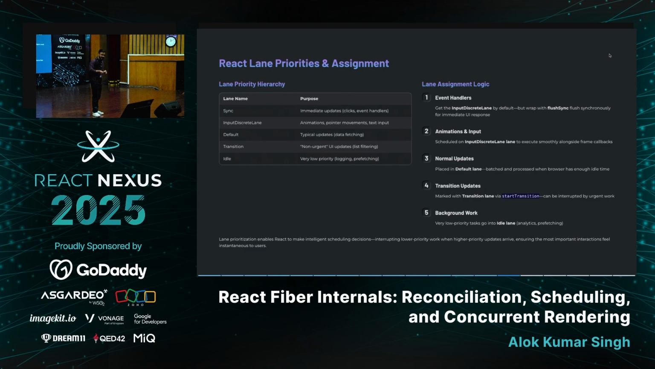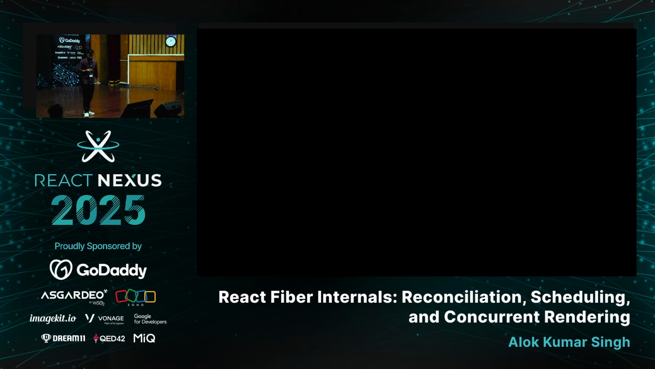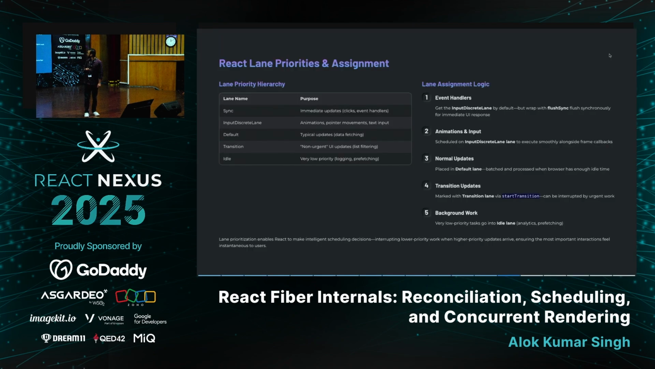The first one is the input handler. Whenever you click on any button that will change the UI, it will get the input discrete lane. That means the second priority. But if you want things to happen fast, like you want React to pick it on a priority basis, you can wrap it inside the flushSync function that is provided by React. Now the second one is animation and input. This will get the input discrete lane. That means if you do not assign any function, it will get the input discrete lane.